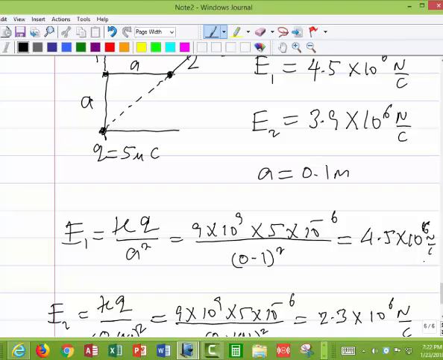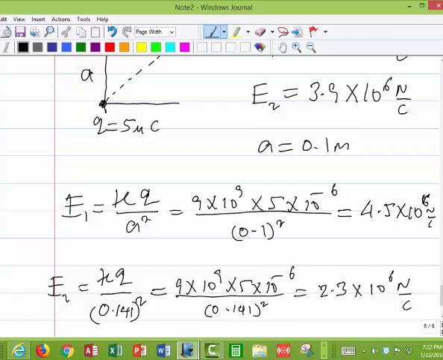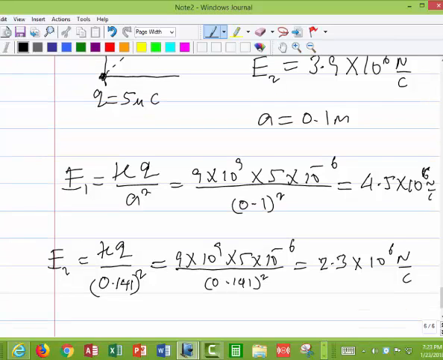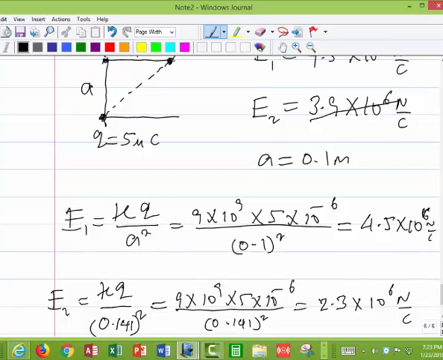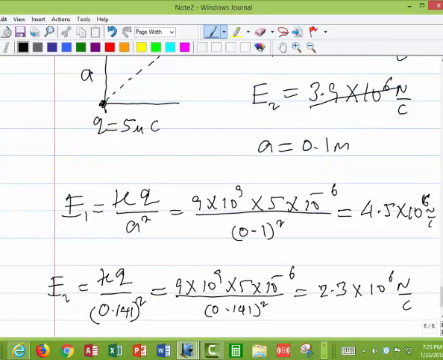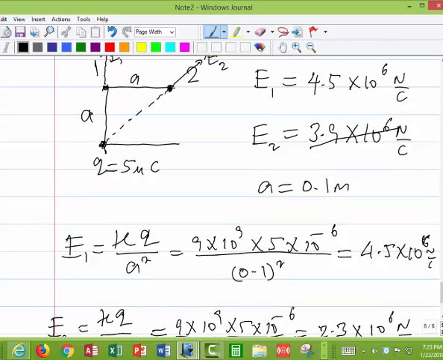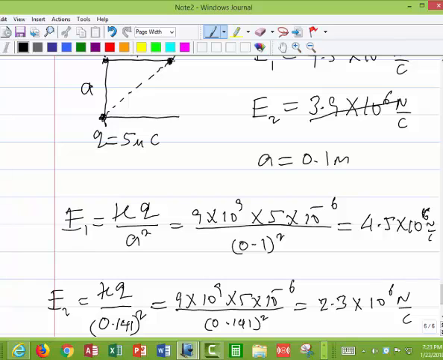And what was the answer? How did you get 3.9? Seems like people are getting 2.3 times 10 to the 6. Did you use the A root 2 for that distance? I guess not, because the first one is 0.1, and then the next one is 0.14, squared. Okay, so we'll say that 2.3 times 10 to the 6 is correct, and 4.5 times 10 to the 6. So those are the two electric fields.